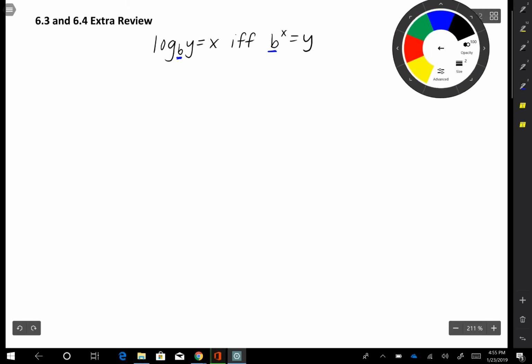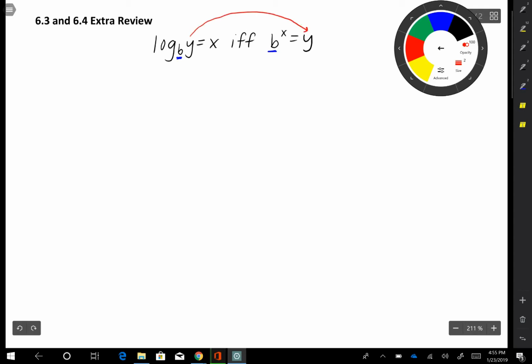So if I look at my original, my y was the input of the log. It becomes the output of the exponential. And my x was the output of the log, and it becomes the input of the exponential. So that can go both ways. All right, so the first thing we did is we converted between forms. So let's first convert from log form to exponential form.